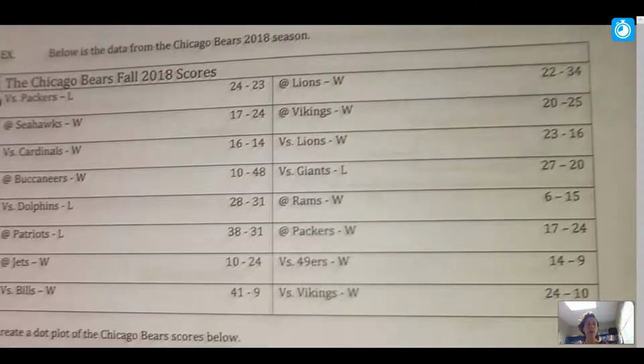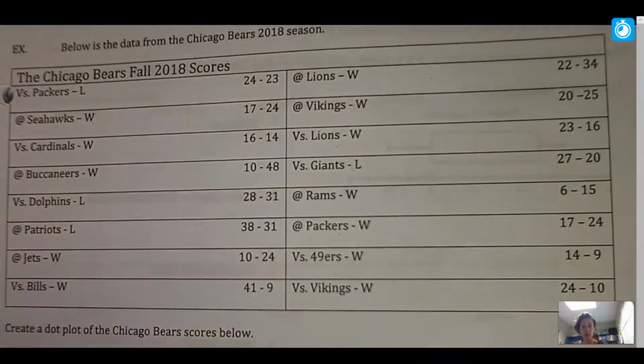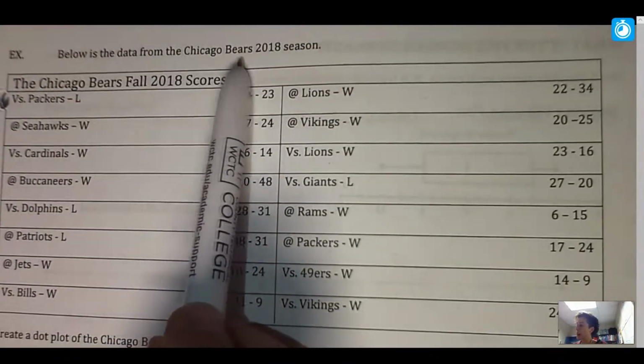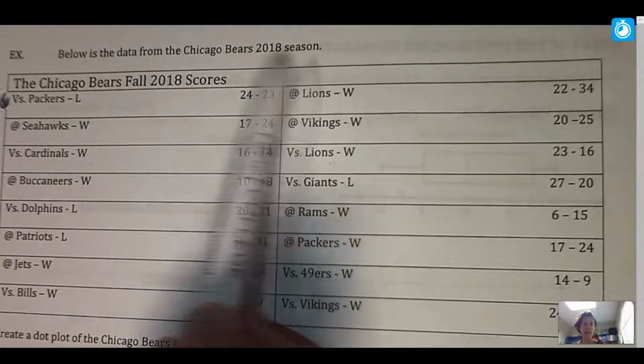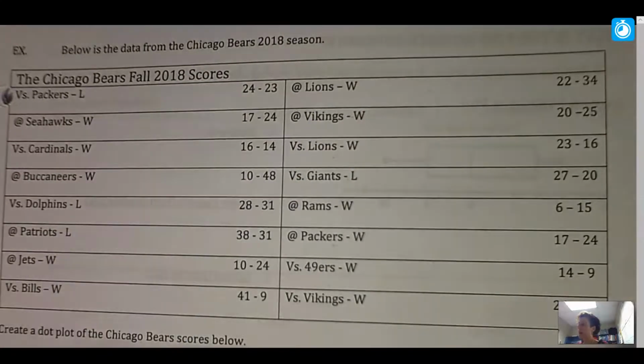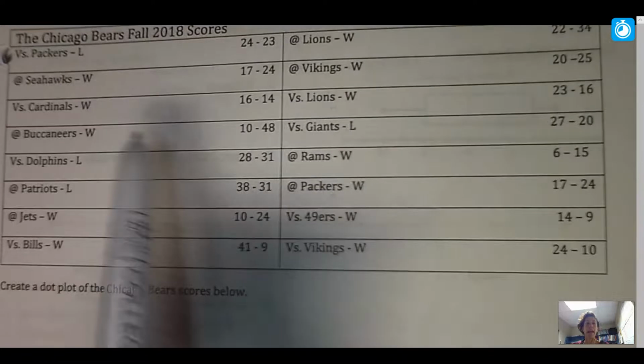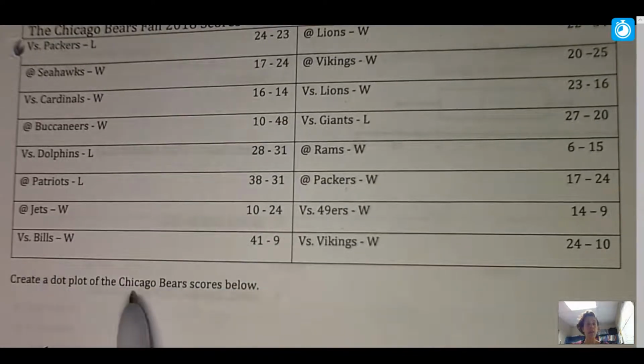Let's go to 31. So on 31, we're actually going to take some scores. So below is the data from the Chicago Bears 2018 season. I'm not a Bears fan, so this was made by another teacher who is a Bears fan. And we are going to create a dot plot of the Chicago Bears scores below.